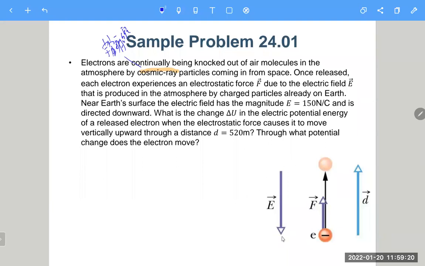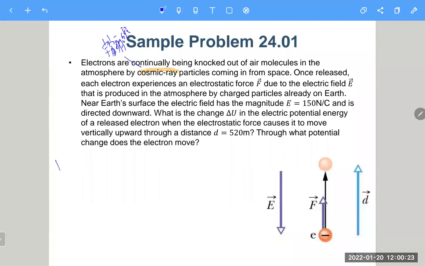So here we have an E field generated by the Earth, pointing downward. Near the Earth's surface, the electric field has a magnitude E of this value and is directly downward. What is the change delta U in the electric potential energy of the released electron when the electrostatic force causes it to move vertically upward through a distance d? Through what potential change does the electron move? So suppose the electron in the air molecule collides with the cosmic ray particle and then tries to move up, but of course the E field is pointing downward. So it moves for a distance d. What is the potential change of the electron?